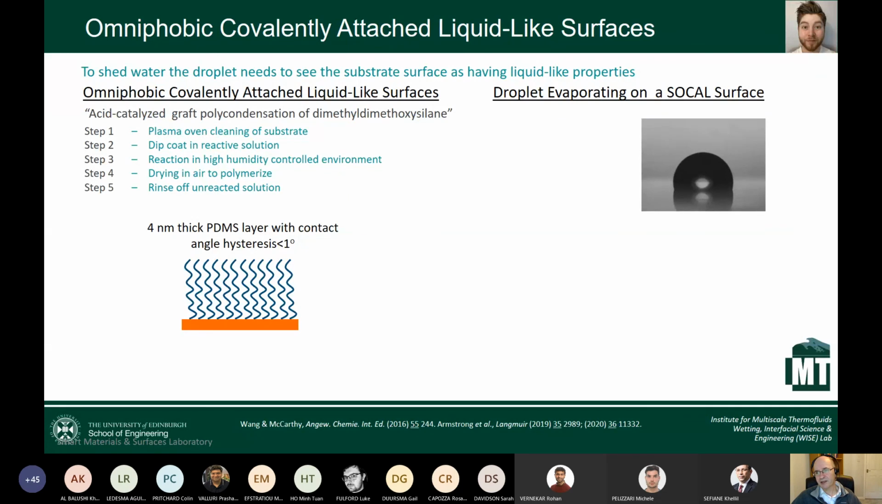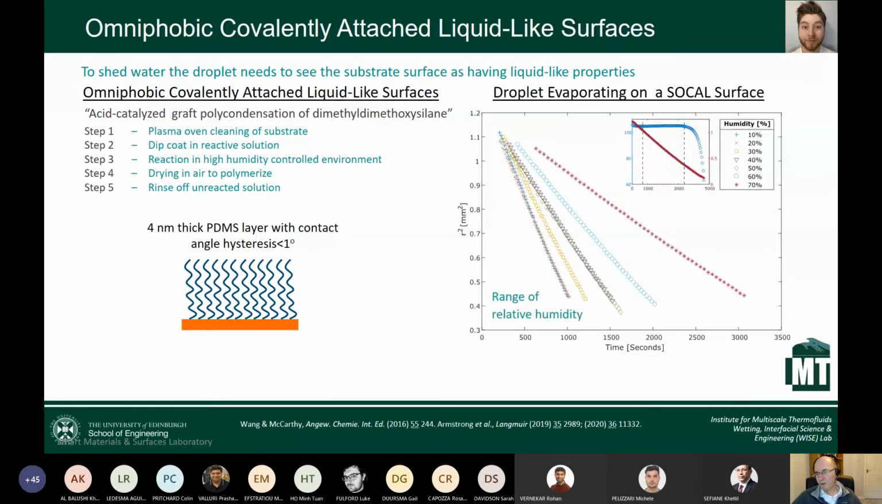It's evaporating very smoothly. There's absolutely no pinning, and the droplet will go away, maintaining a constant contact angle until the very end. And where you can measure the contact area as a function of time, you can look at the relative humidity effect, and you can verify that it follows all of the laws you'd expect it to follow.